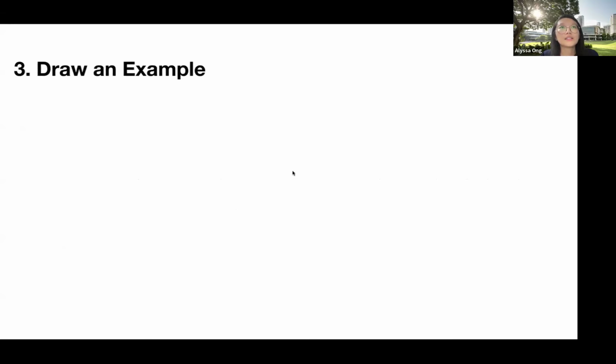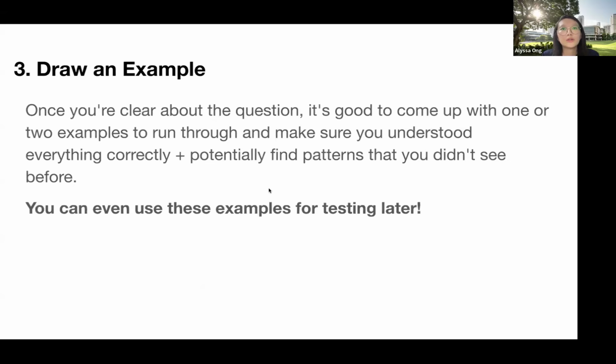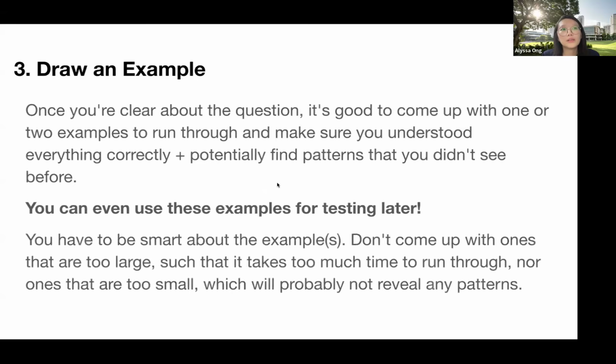So, on the third step, you can draw an example. So, once you are clear about the question, it's good to come up with one or two examples to run through and make sure that you understood everything correctly and even find patterns that you didn't see before. These examples can be handy because you can use them for testing later. But you also have to be smart about the example. Don't come up with ones that are too large, such that it takes too much time to run through, nor ones that are too small, which will probably not reveal any patterns.